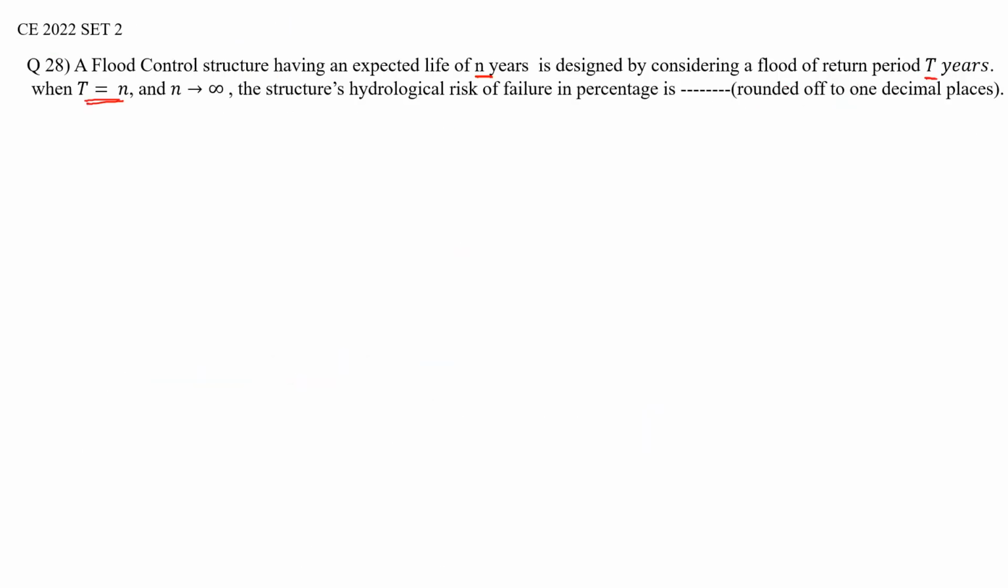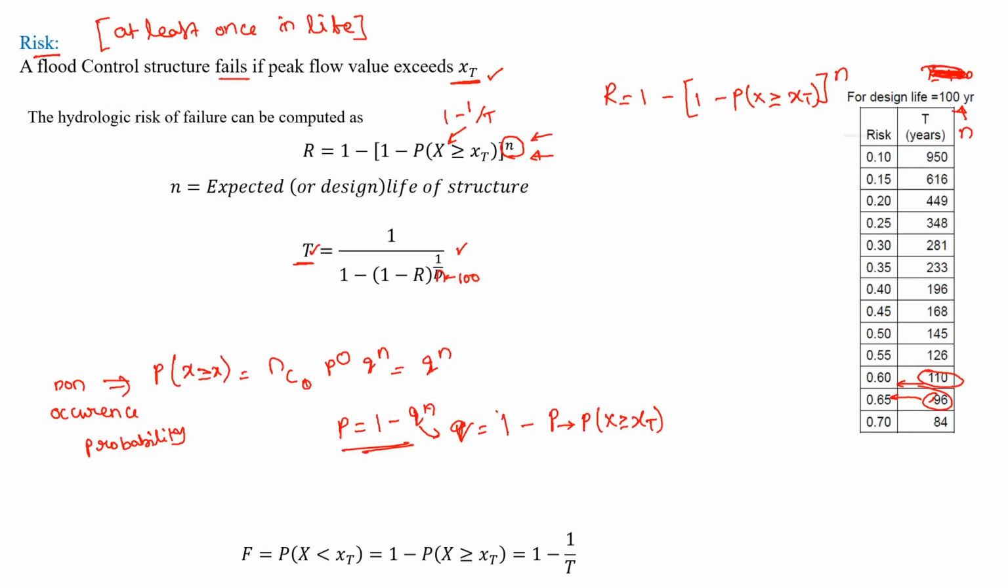Let's say if t equal to n, and n tends to infinity, the structure's hydrologic risk of failure in percentage will be, okay. So can anybody guess how much will be the value? Maybe an approximate guess. I've given the hint from the previous table also. The value lies between 0.6 to 0.65 only. Okay, let's see how we can solve.